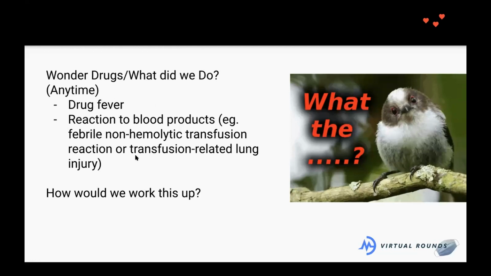So a lot of these reactions are gonna look like anaphylaxis. You might see hives. You might see swelling of the airway. So we're just gonna stop those blood products immediately if that's what's happening. And then we kind of go from there.